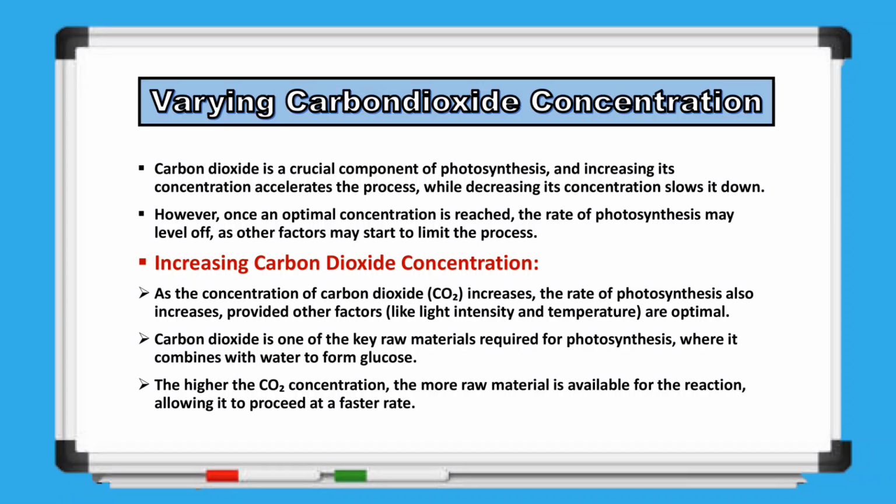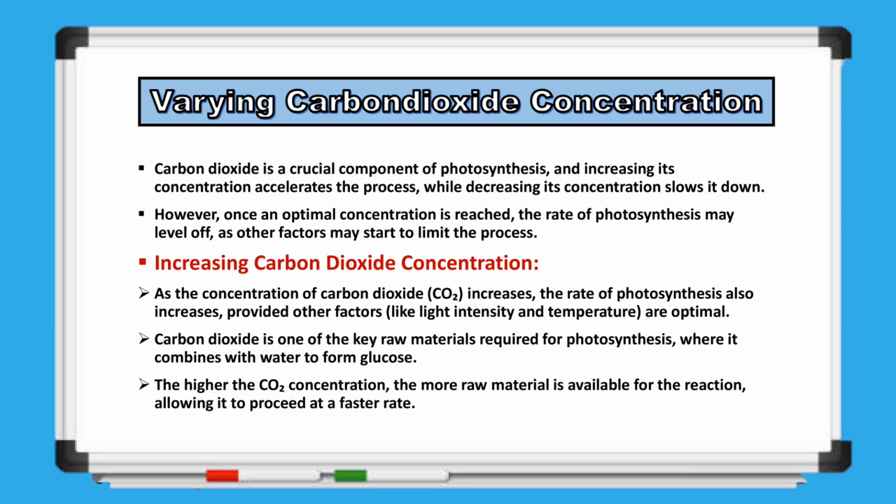Alright, moving on to the next factor, carbon dioxide concentration. Now, carbon dioxide is a key ingredient in photosynthesis. It's one of the raw materials the plant needs, as it combines with water to produce glucose. So, when we increase the amount of carbon dioxide available, the rate of photosynthesis also increases, but that's as long as the other conditions like light and temperature are also ideal.